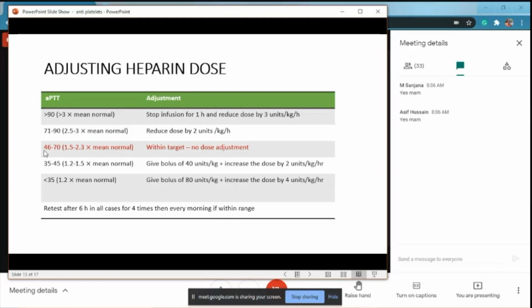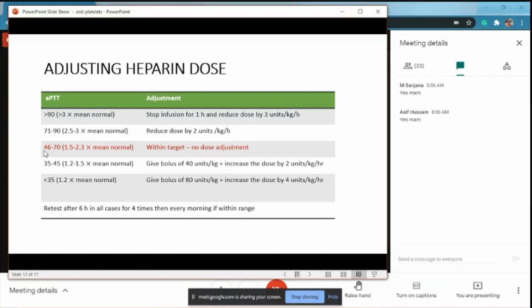Now, it's easy to remember the units here. If it is below 35, we have to give a bolus of 80 units per kilogram, and we have to increase the dose by 4 units per kg per hour. Here, the bolus is 2 digits. So we give the bolus of 80 units per kilogram, then we increase the dose by 4 units per kg per hour.